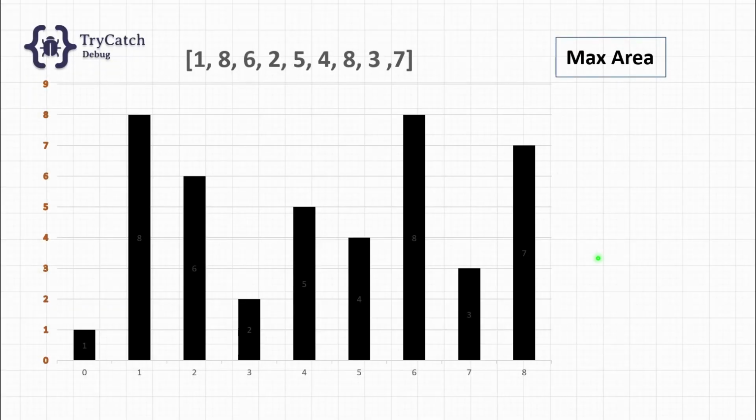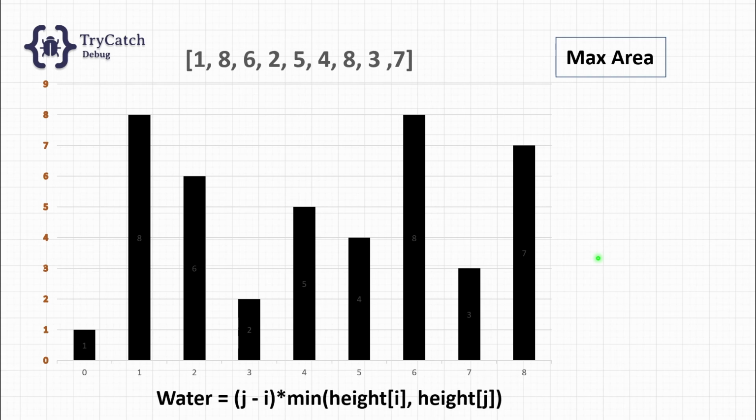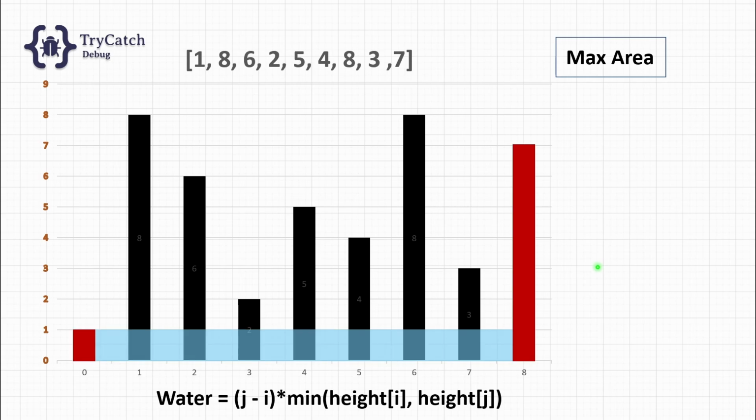Can we optimize the current solution? The area between any two lines is the difference between indices i and j, multiplied by the minimum height of the two indices. So area directly depends upon the difference between i and j. If we start from indices 0 and 8, the width of the area will be maximum, that is 8. For this container, the max area is 8.